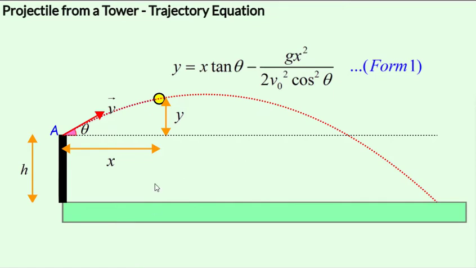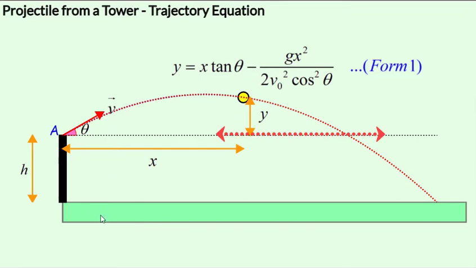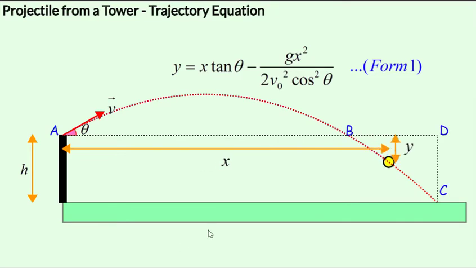Also, as long as y is above the reference line, it would be positive. So here y would be positive for this value of x. Let's check y at other values of x. Here again y would be positive. But the moment x goes past b, we would get a negative value of y, as for this value of x, y would be below the reference line. All these displacements are from the horizontal reference line which passes through the launch point.